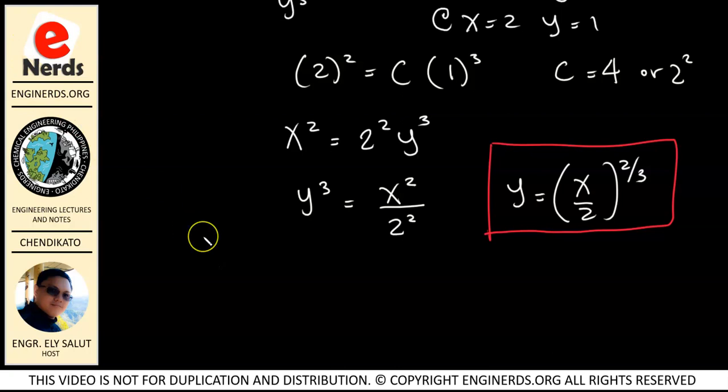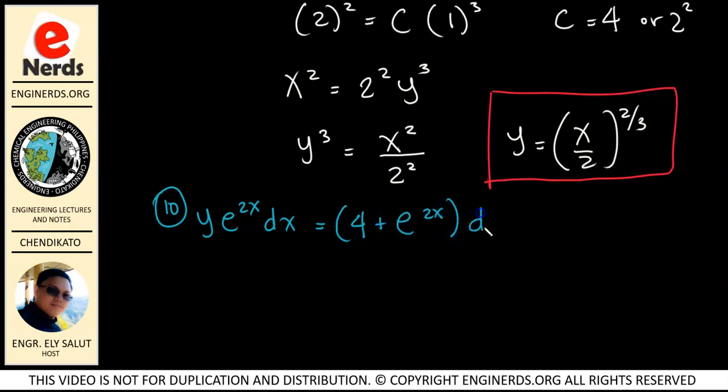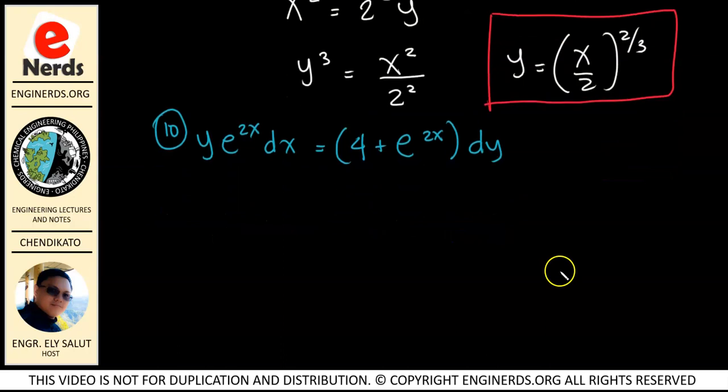Okay, so now we are on our last problem. Problem number 10. I have y e to the 2x dx is equal to 4 plus e to the 2x dy. Okay? So, again, pagsasama-samahin natin yung x kasama yung dx, and then yung y kasama yung dy.